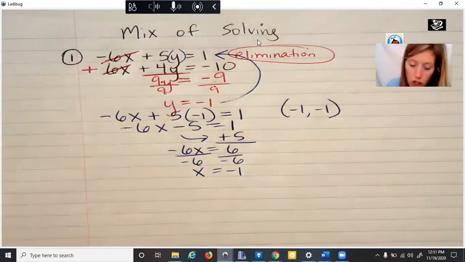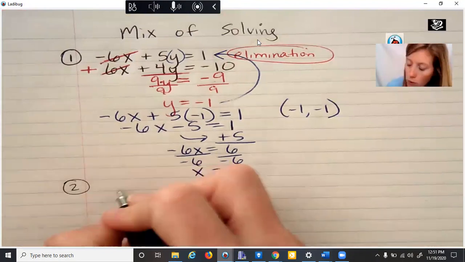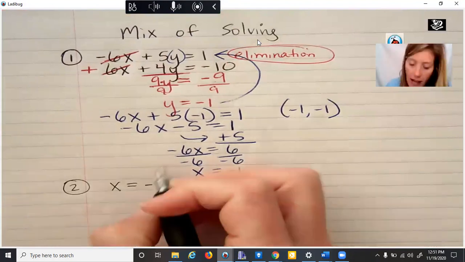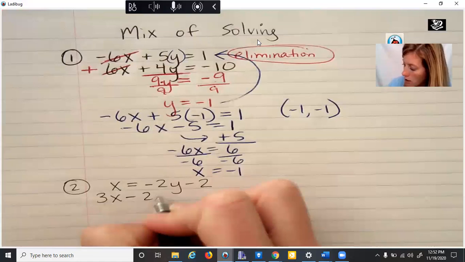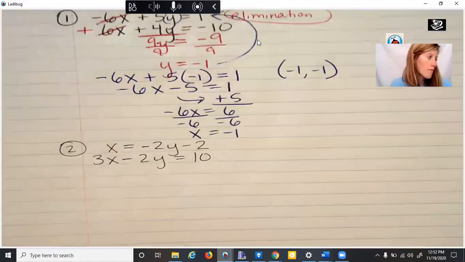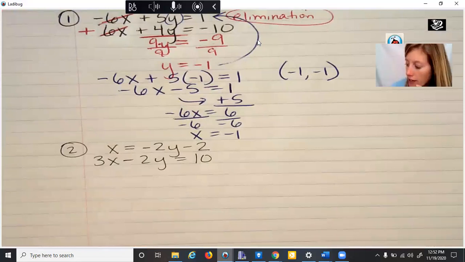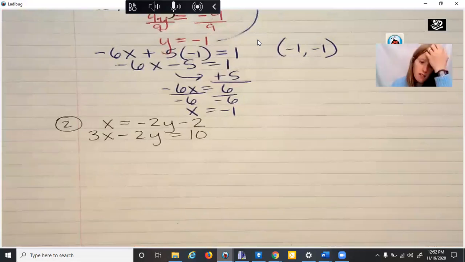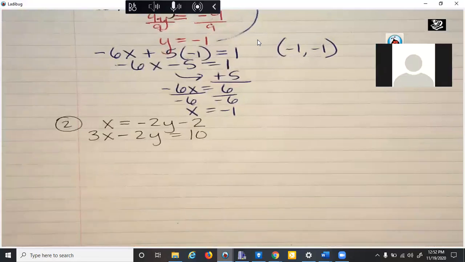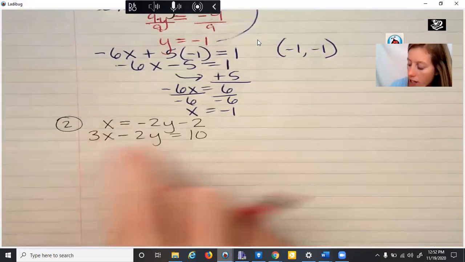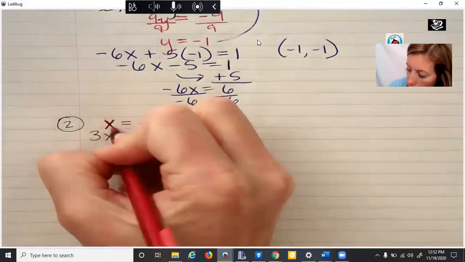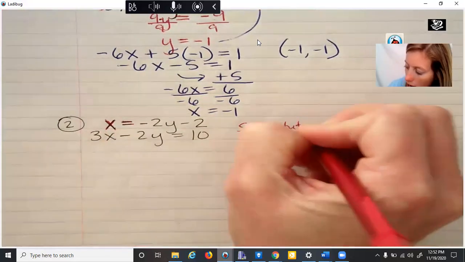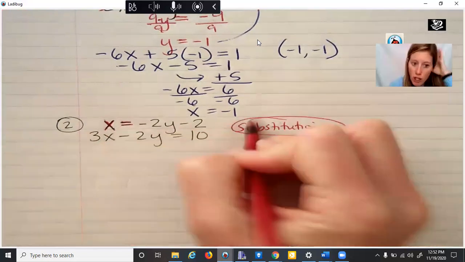All right, number 2, x equals -2y minus 2. 3x minus 2y equals 10. Kamari, what do you think? The substitution or elimination method? Elimination. All right, so this one is x equals, there's nothing that will cancel out, and you have an x equals. When you have x equals or y equals, you're going to do the substitution method.